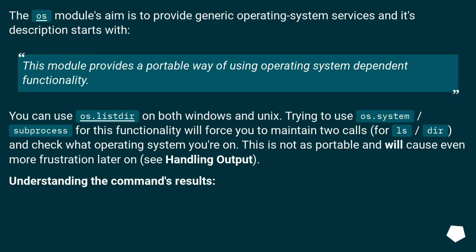The OS module's aim is to provide generic operating system services, and its description starts with, this module provides a portable way of using operating system dependent functionality. You can use os.listdir on both Windows and Unix. Trying to use os.system or subprocess for this functionality will force you to maintain two calls, for ls and dir, and check what operating system you're on. This is not as portable and will cause even more frustration later on. See handling output. Understanding the command's results.